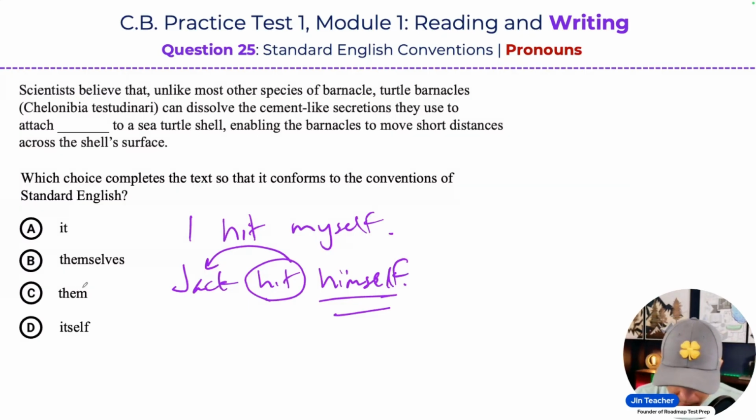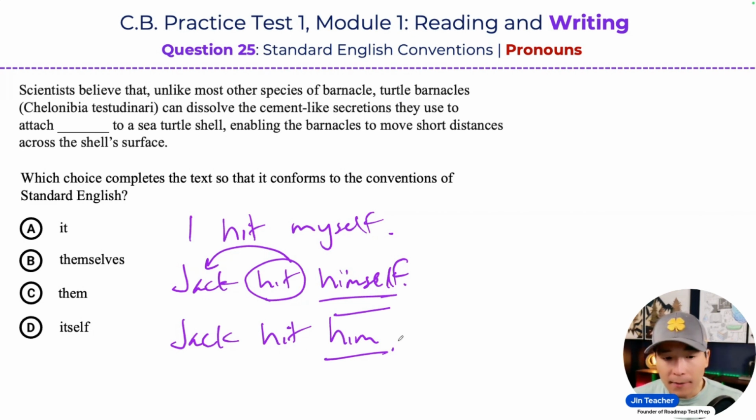Now, that's different from a regular object pronoun, because if I said Jack hit him, that means something different, doesn't it? When I say Jack hit himself, who is Jack hitting? Is Jack hitting Jack, or is Jack hitting someone else? Well, Jack's hitting Jack. But if I say Jack hit him, who is Jack hitting? He's hitting someone else. So can you see how using the self word and using a regular object pronoun changes the meaning of that sentence? It's going to change logically the meaning of the sentence.